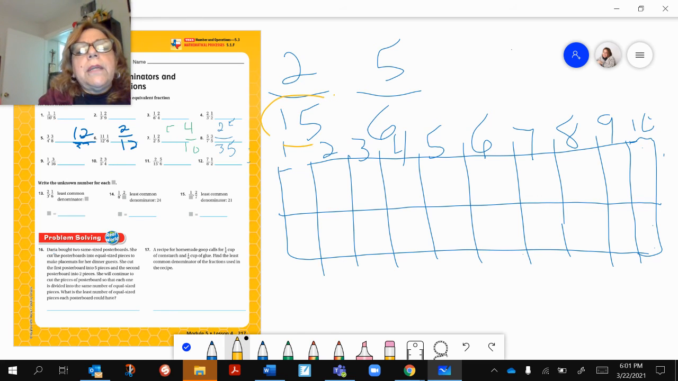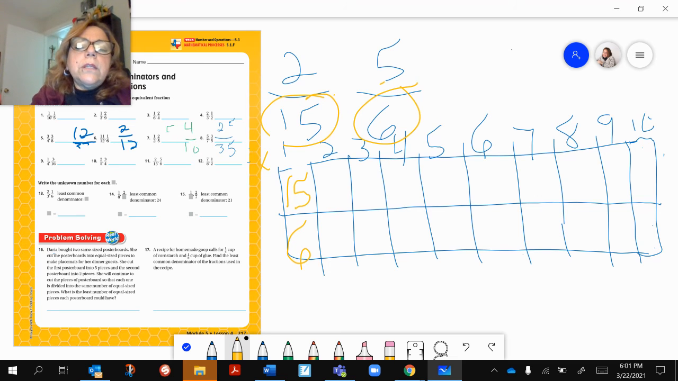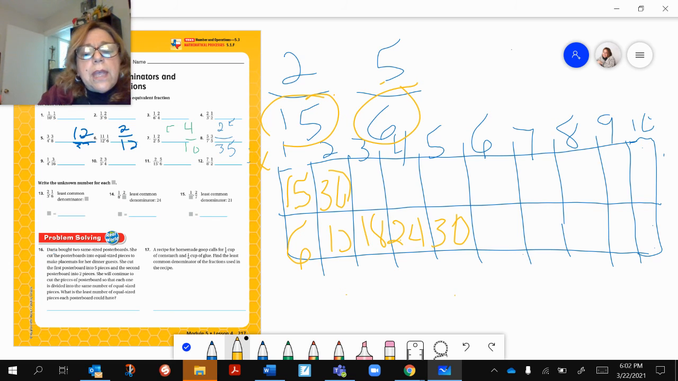I'm circling my denominators. First one is 15. Second one is 6. 1 times 15 is 15. 2 times 15 equals 30. Can I get a 30 out of the 6? Yes, I can. So 6 times 1 is 6. 6 times 2 is 12. 6 times 3 is 18. See how I'm starting to think ahead and like, what are my combinations? 6 times 4 is 24. 6 times 5 is 30. So 30 is what they have in common.